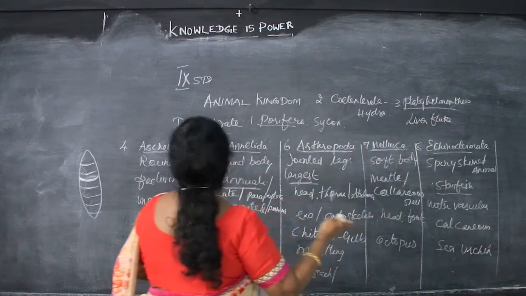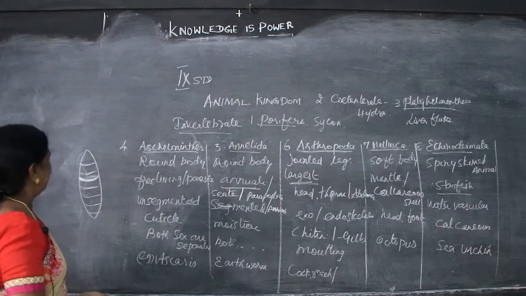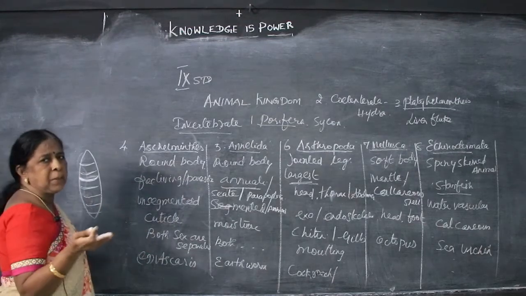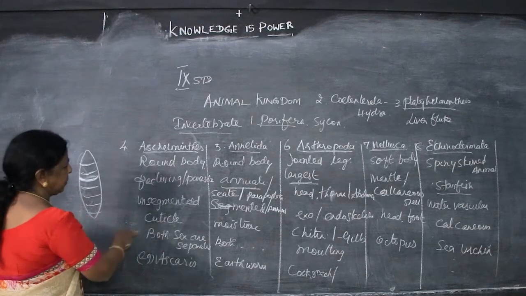And the fourth one is Aschelminthes. It has a round body. It's a free living parasite. The body is unsegmented. Segment means there should be no lines in between. The body is covered by cuticle.